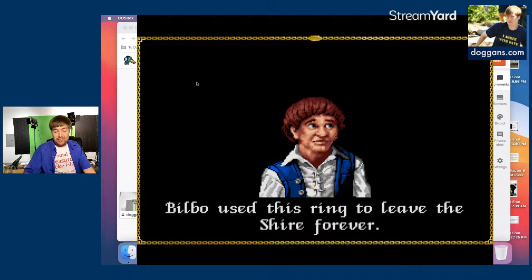It makes it sound like the ring not only makes him visibly disappear, but actually teleports him elsewhere. Like he didn't use the ring to become invisible and then sneak away. He used the ring to actually leave.